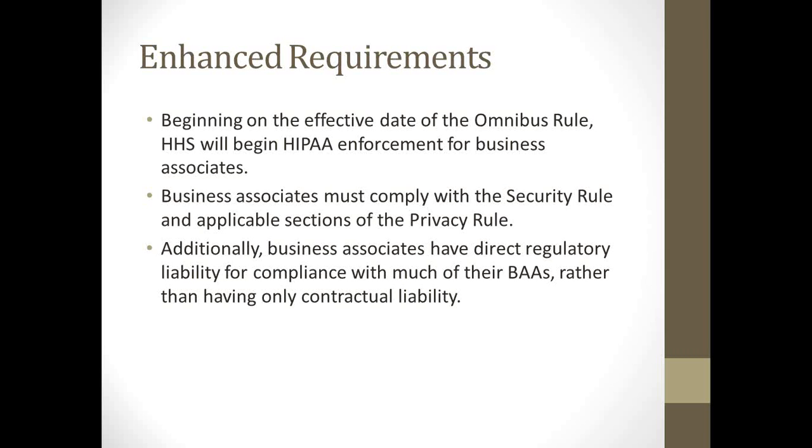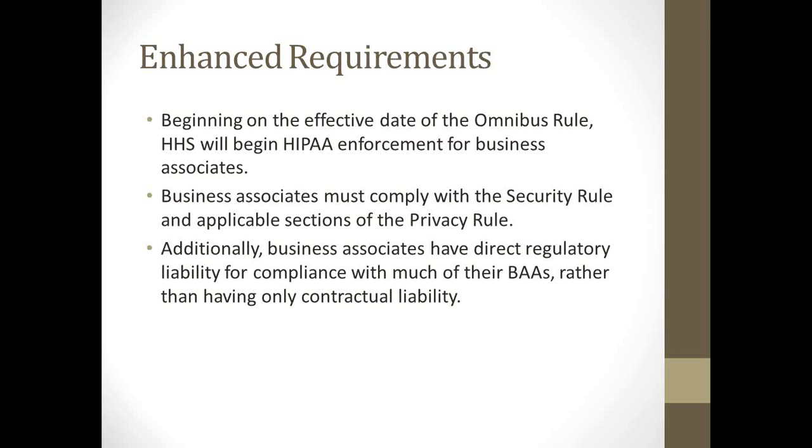Beginning on the effective date of the Omnibus rule, the Department of Health and Human Services will begin HIPAA enforcement for business associates. Business associates must comply with the security rule and applicable sections of the privacy rule. Additionally, business associates have direct regulatory liability for compliance with much of their business associate agreements, rather than having only a contractual liability. Other enhanced requirements: the Omnibus rule made a number of modifications and clarifications of the definition of business associate that are significant in determining who qualifies as a business associate.